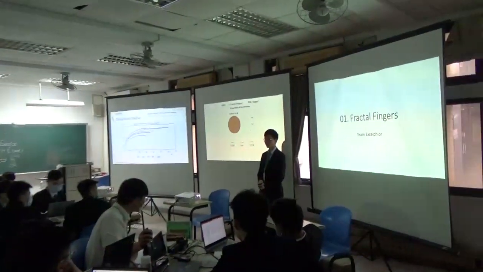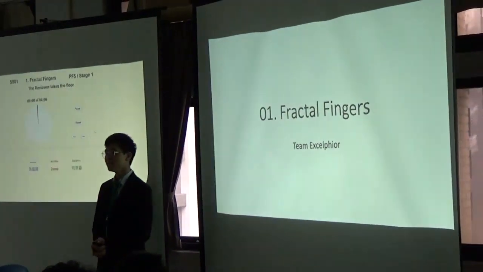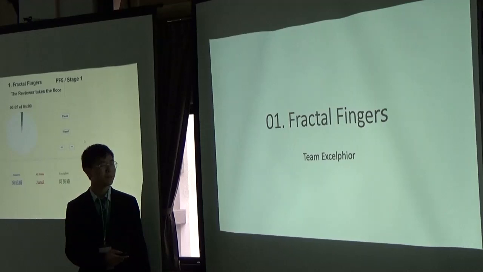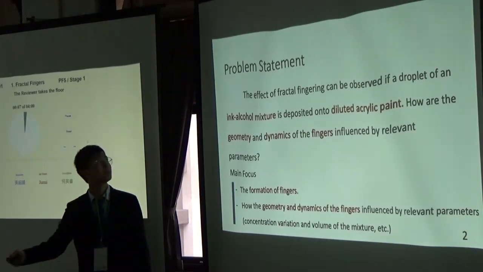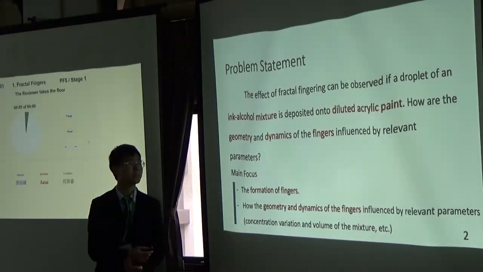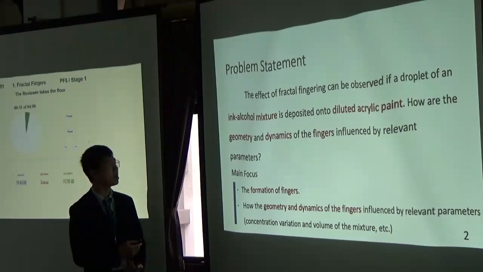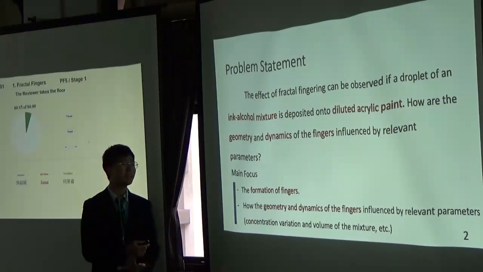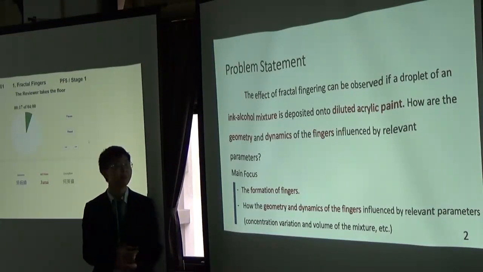Okay, reviewer, take the floor. Honorable jurors, fellow competitors. This is a review from Team Excel, reviewing Problem Number 1, Fractal Fingers. Problem statement: the effect of fractal fingers can be observed if a droplet of the ink-alcohol mixture is deposited onto a diluted acrylic paint. How are the geometry and dynamics of the fingers influenced by relevant parameters?